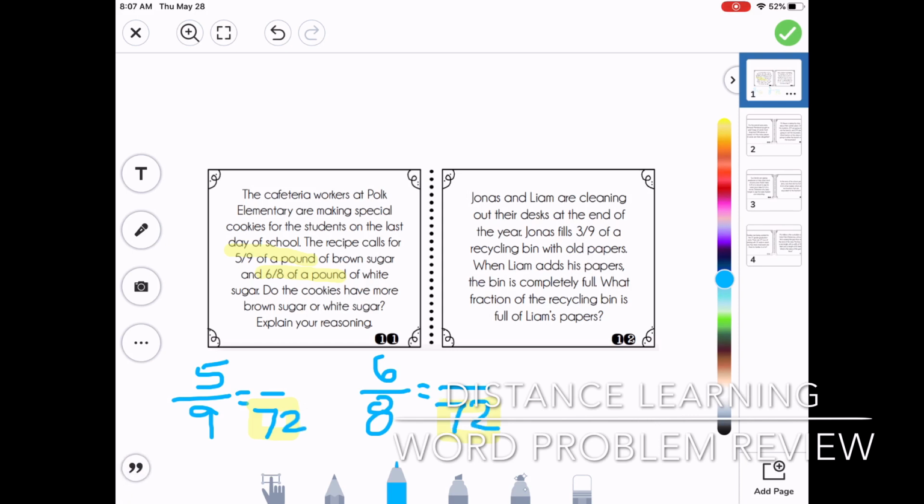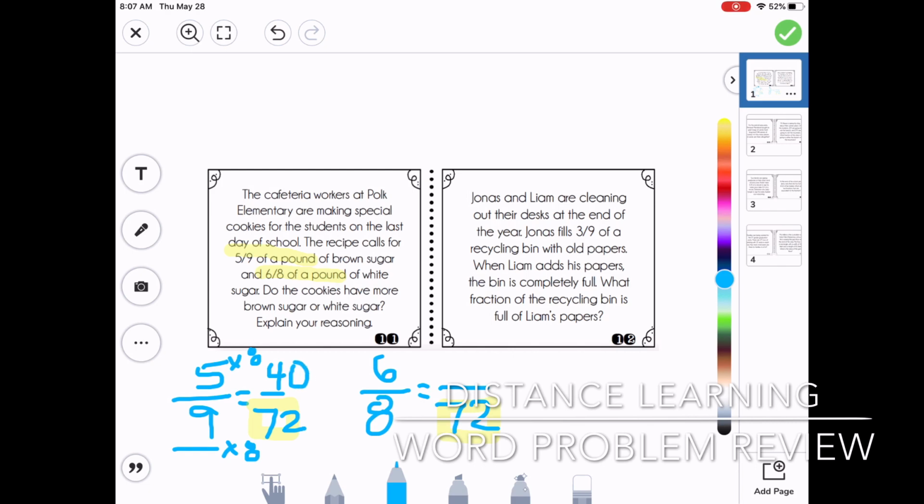In order to turn 5/9 into an equivalent fraction with a denominator of 72, I need to ask myself, what did I multiply 9 by to turn it into 72? I multiplied it by 8. Whatever you do to the bottom, you have to do to the top. And I know that 5 times 8 is 40.